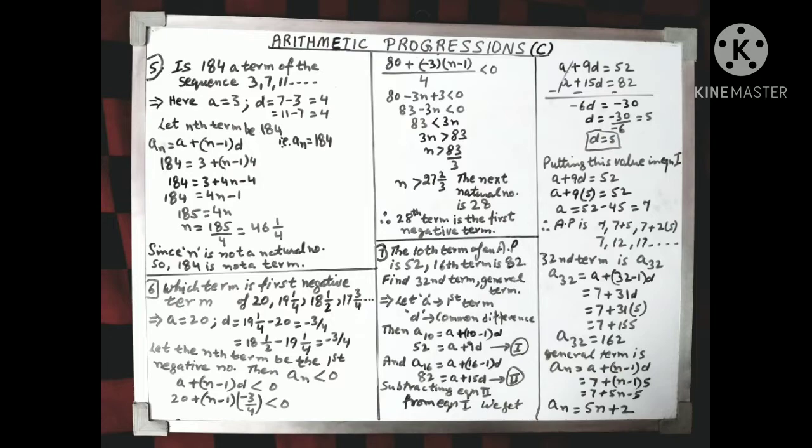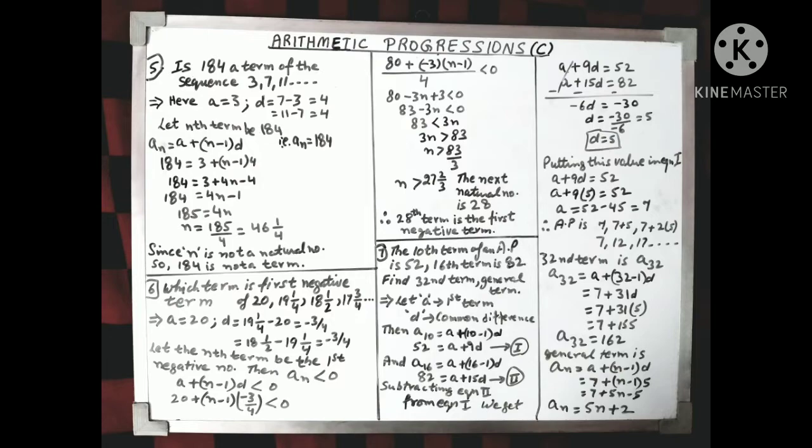Let us see the next question now. Question number 7. It is again an important one. Listen to the explanation very carefully. The 10th term of an AP is 52. The 16th term is 82. We have to find the 32nd term and also the general term, right?